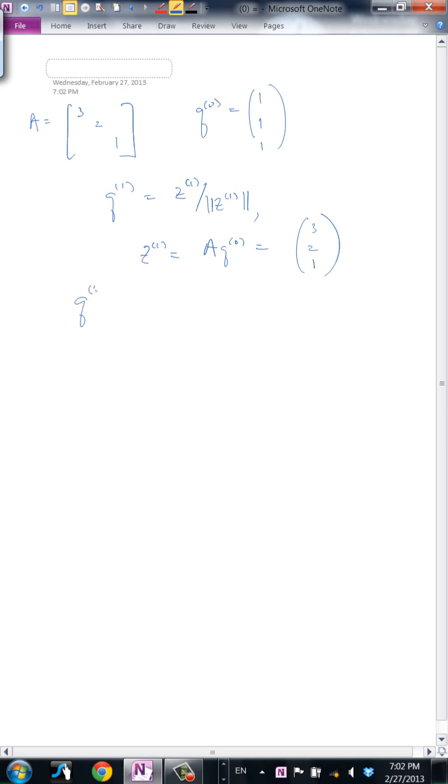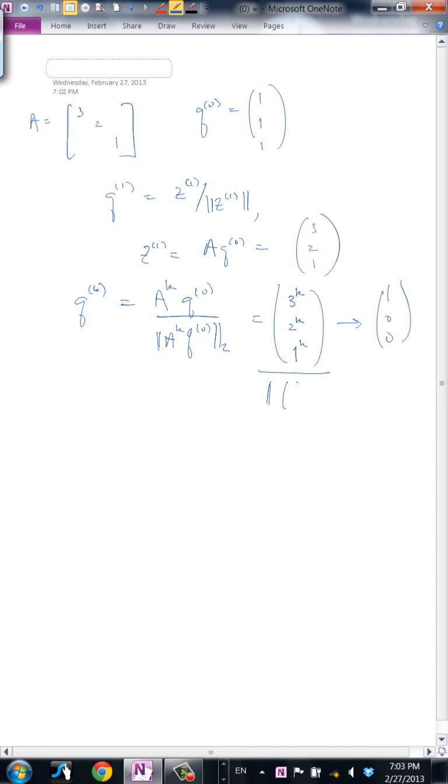Then what is Q of k going to be? It's going to be the normalized version of A to the k times Q of 0. And what is A to the k times Q of 0? It's going to be 3 to the k, 2 to the k, 1 to the k. And so you can see when we normalize this, this is very quickly going to go to the vector 1, 0, 0. So this is, roughly speaking, why we should expect it to work.